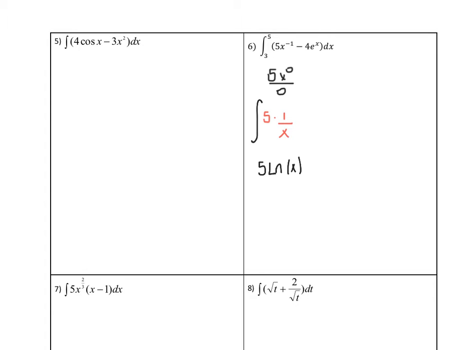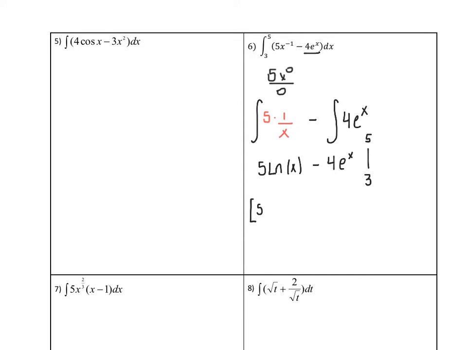And then when we take the antiderivative of 4e to the x, that's going to be minus the antiderivative of 4e to the x. And you want to say, okay, the antiderivative of e to the x is e to the x, so it's just minus 4e to the x. And since we have limits, we're going to take this antiderivative from 3 to 5. So this one you can just plug into the calculator.